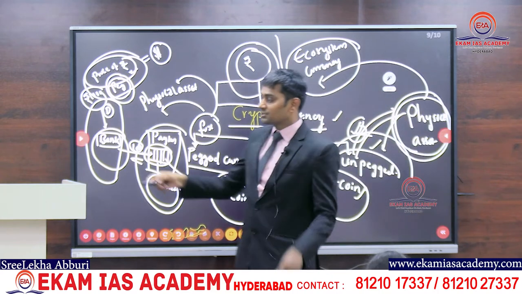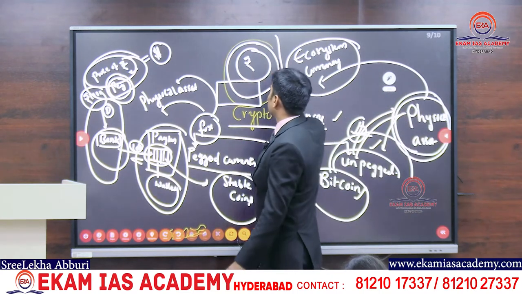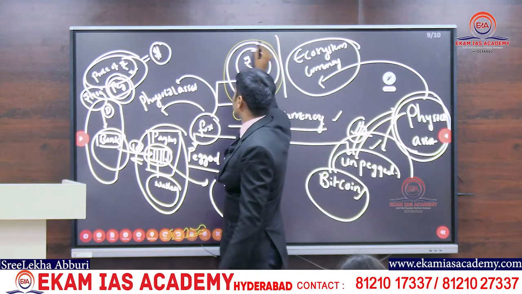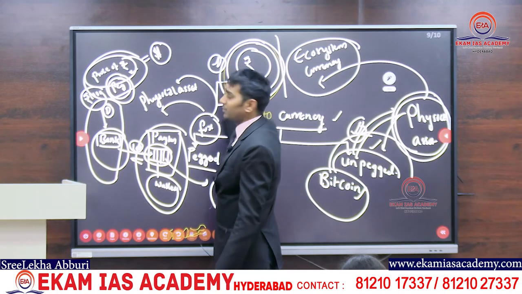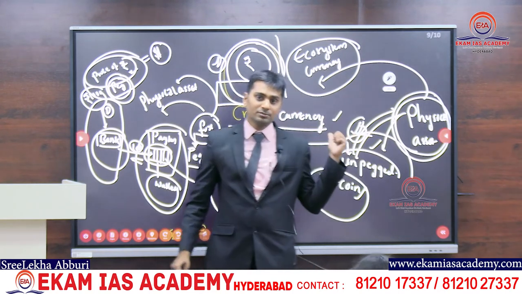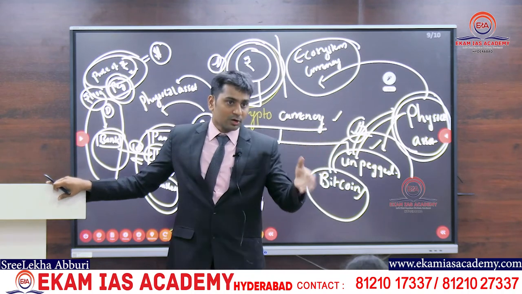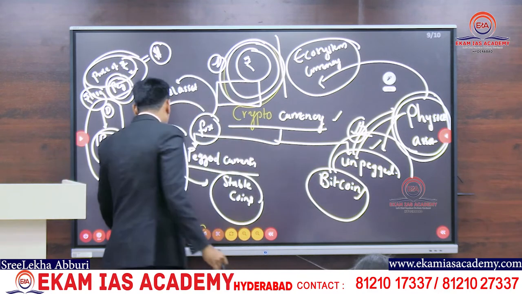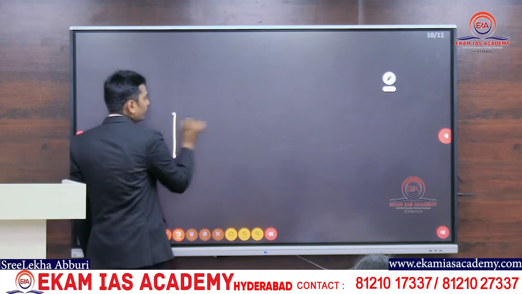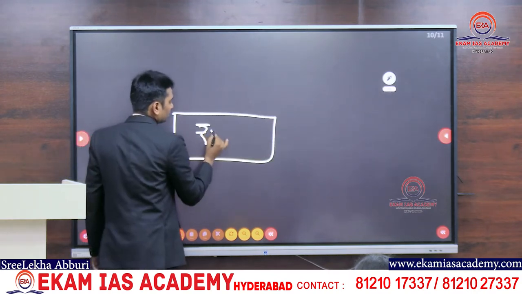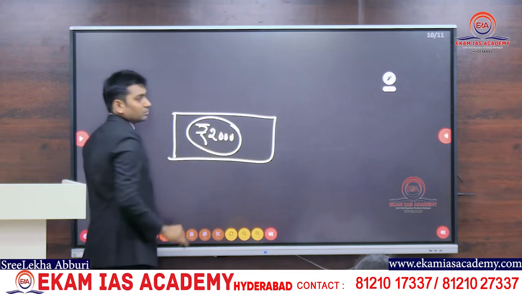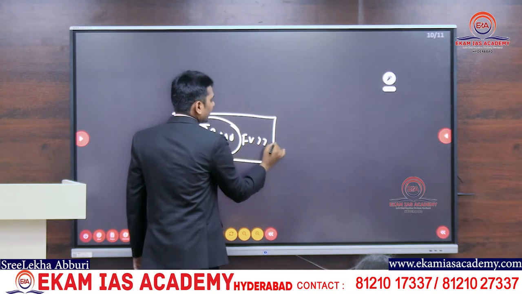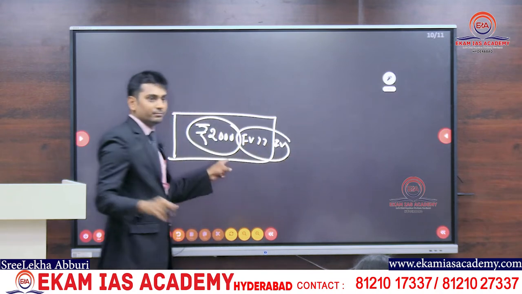Look at this. The currency that is in operation today, is it full body coins or token coins? Token coins. The currency is token currency. Because what is token currency? The currency that you are using today, the 2000 rupee note, is a token currency. What do you mean by token currency? Face value is greater than intrinsic value.